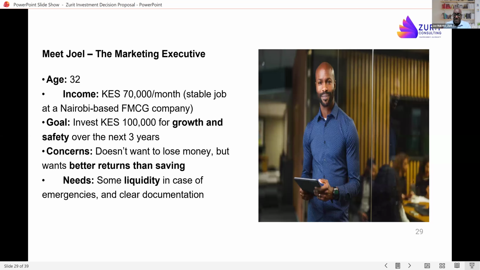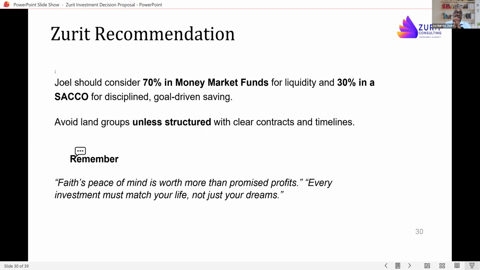So ladies and gentlemen, remember we are building on the knowledge that you already have. So we consider, based on where he is right now, 70% in money market funds, because he needs to be able to be liquid. And then because he wants to save and be able to grow, 30% he should put in a SACCO. SACCO gives us discipline. SACCO helps us attain our financial goals.